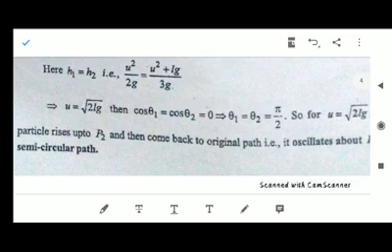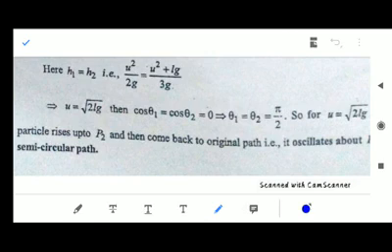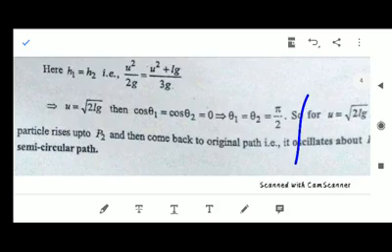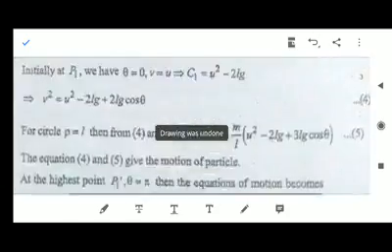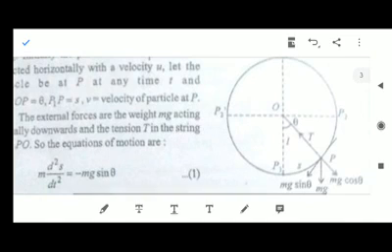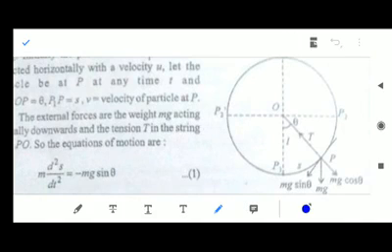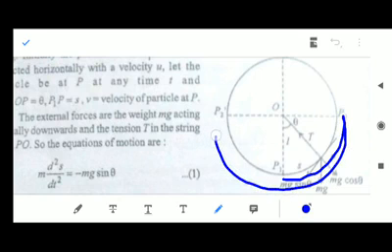क्योंकि यहाँ पे theta 1 equal to theta 2 आ रहा है, यानी कि when the particle covers 90 degree angle, here the particle starts from this one, and when theta becomes 90 degree, tension and velocity both vanish, so it comes back. Again here theta becomes 90 degree, so it again comes back, so it oscillates about point P1 in a semicircle.